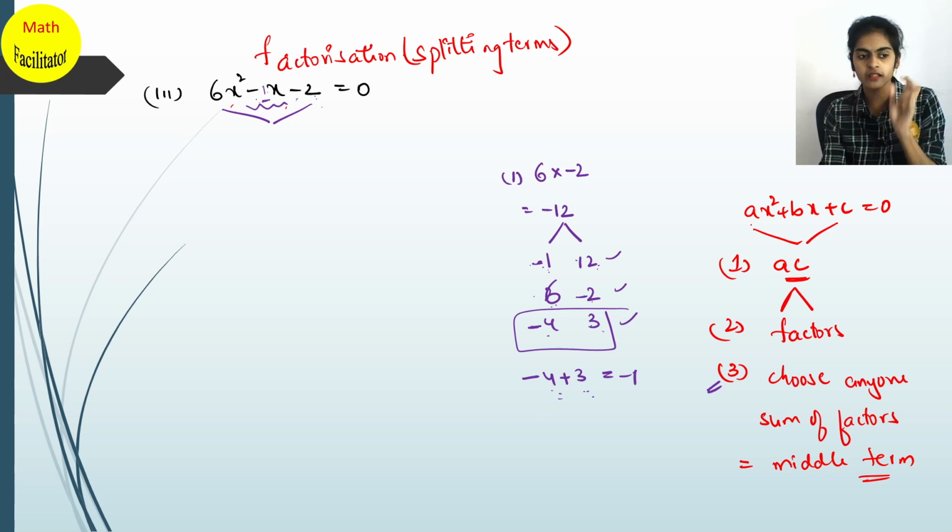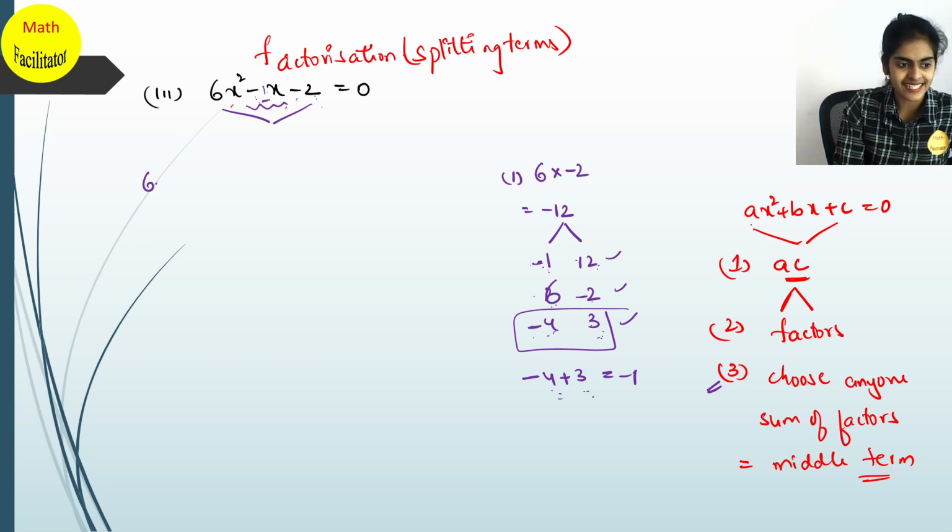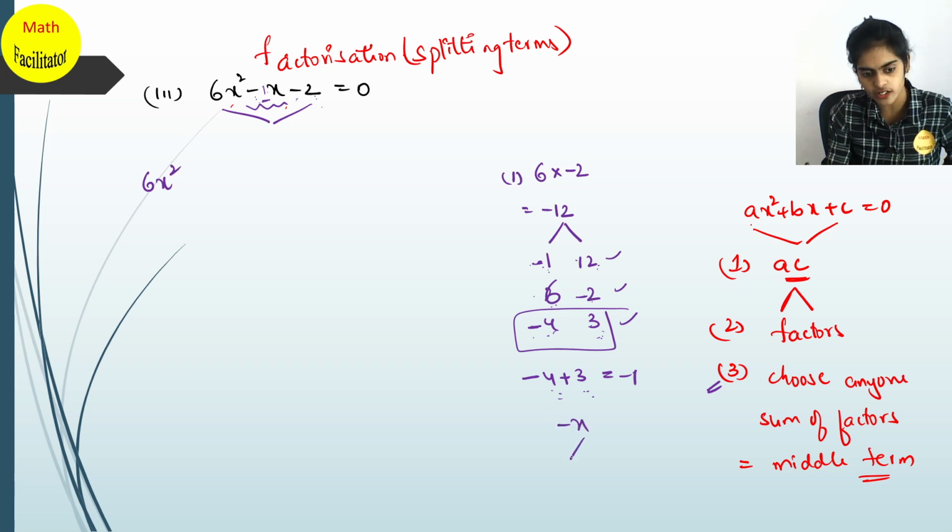Clear? And inko simple tip endante, meeku eppudaithe here in the middle term you have a negative sign, which means for the bigger number out of these two, you will assign a minus sign. Okay, so 6x square ఇది as it is రాసేయండి. ఈ minus x ఏదైతే ఉందో you will split it into two factors. What are the two factors? minus 4 and 3 గా కదా.